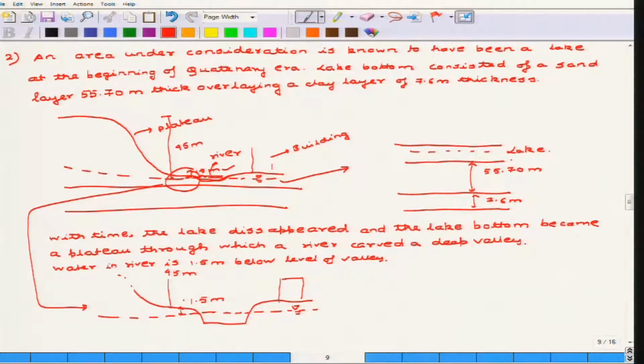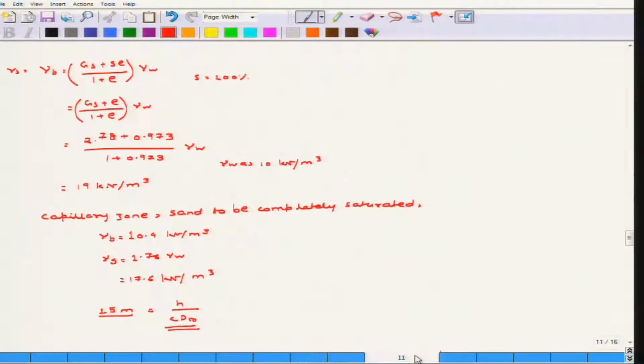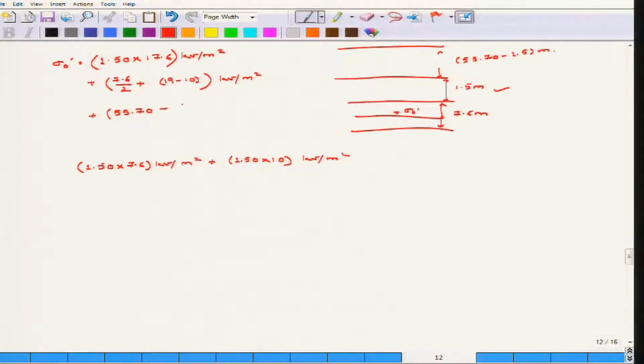So, basically this has been carved off, and now only 45 plus 1.5 can be seen. That means if initially the height of the layer was 15.70 meter at the beginning, now only the layer of sand that remains is 45 plus 1.5. So obviously this will be 45 plus 1.5 into 7.6 kilonewton per meter square, because you have to find out the effective stress at that point. So the total comes out to be somewhere near about 160.5 kPa or kilonewton per meter square.